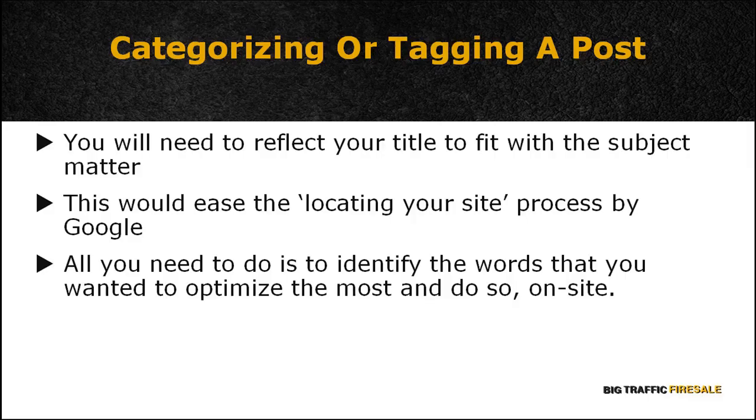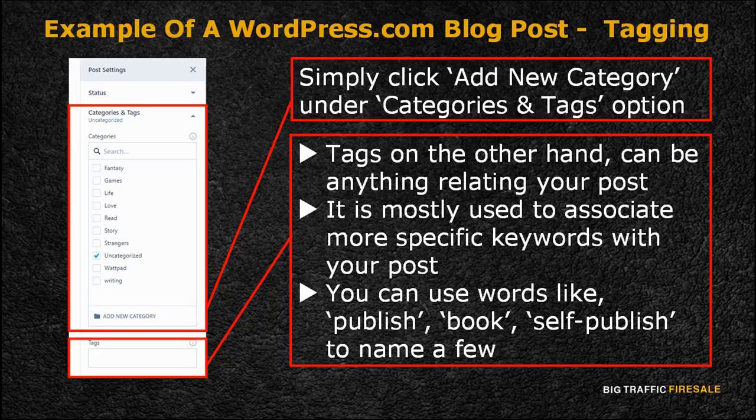When it comes to categorizing or tagging your post, you'll need to reflect your title to fit with the subject matter. This would ease the process of Google locating your site. This is one of the basic formulas you could easily solve within your site. All you need to do is identify the words you want to optimize the most and do so on site. Simply add a new category under the categories and tags section. Tags, on the other hand, can be anything relating to your post. It's mostly used to associate more specific keywords with your post. You can use words like publish, book, self-publish, to name a few. Now, let us continue with the next agent.